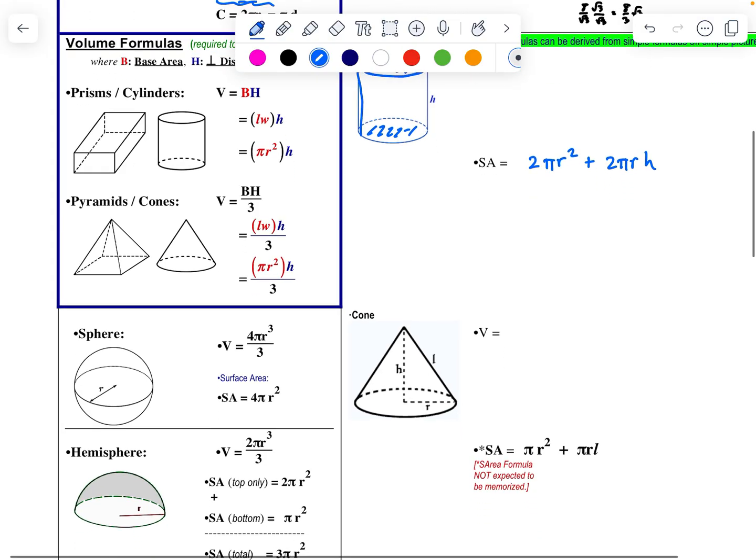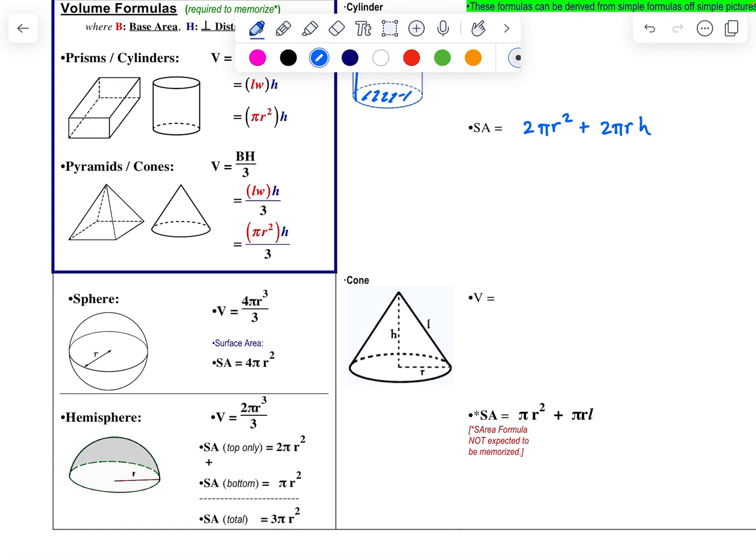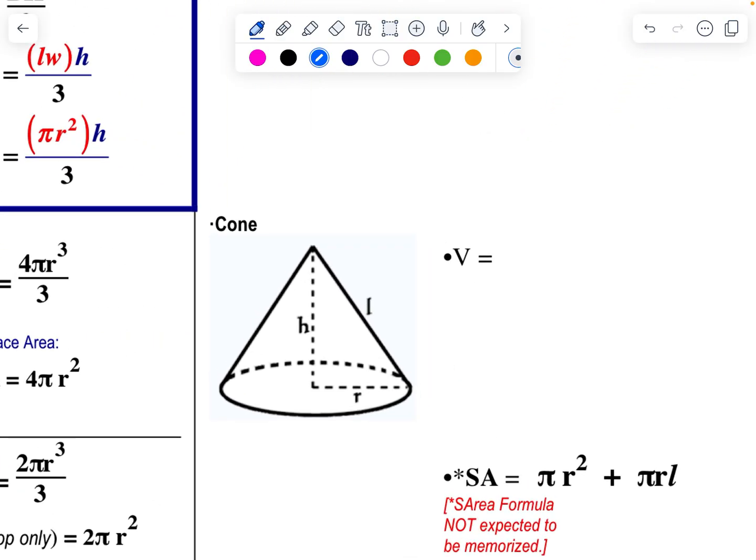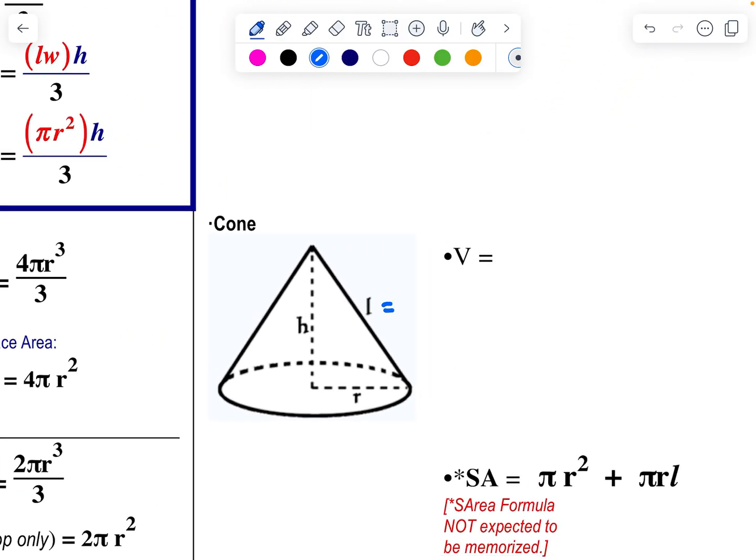Down here, you've got your formulas for sphere and hemisphere. The big thing that I need you to be aware of is your symbol here is an L. This stands for what we call slant height. That should be a reminder for you. And a reminder that this is a right triangle. So the other thing to be aware of is that r squared plus h squared equals L squared.